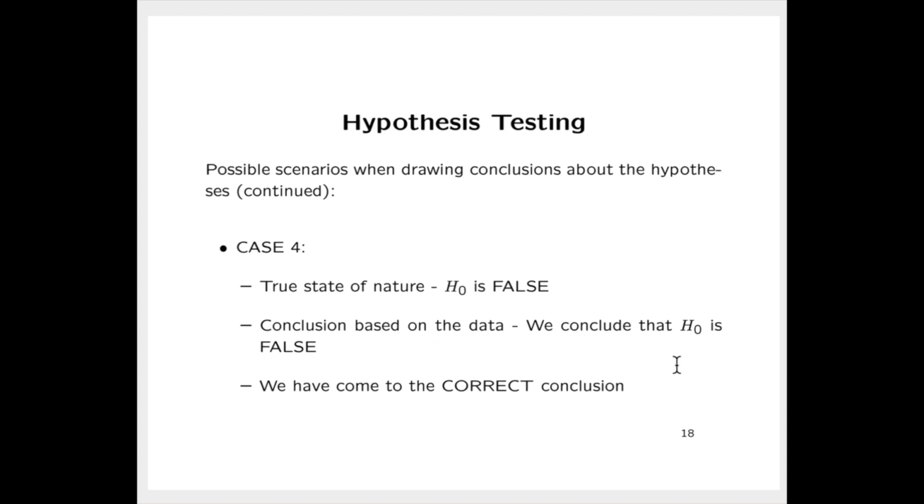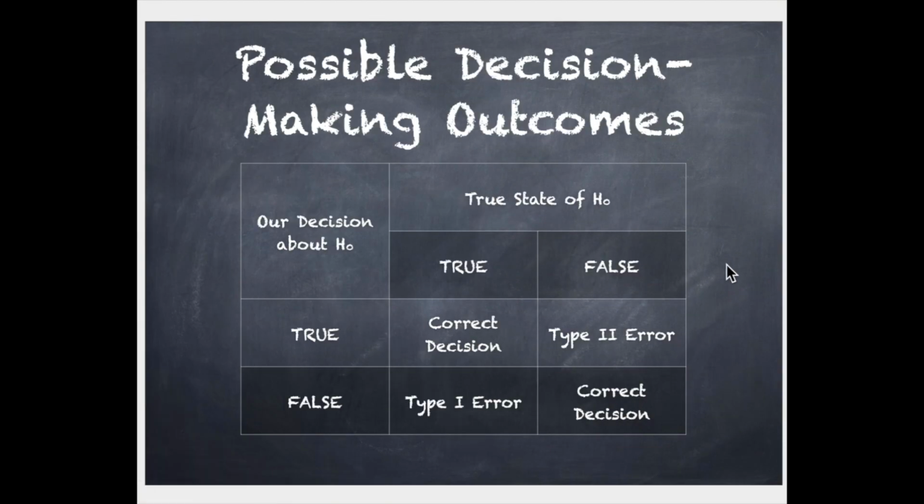We can summarize these four possibilities in a two-way table. And so this table represents the possible decision-making outcomes. All right, so here we have the columns representing the true state of the null hypothesis. Either the null hypothesis is true or the null hypothesis is false. Then we have the rows corresponding to our decision about the null hypothesis. So we either conclude that the null hypothesis is true or we conclude that it's false.